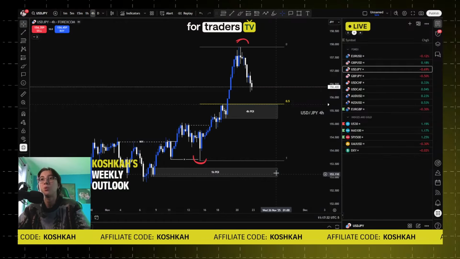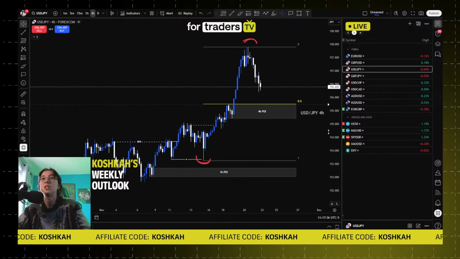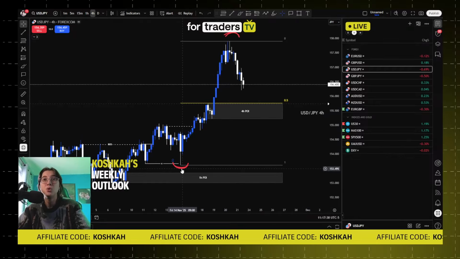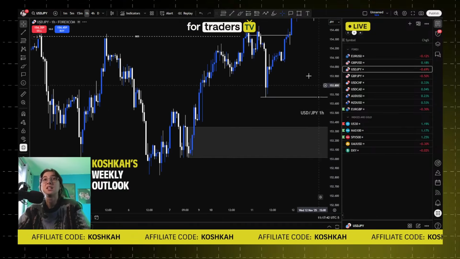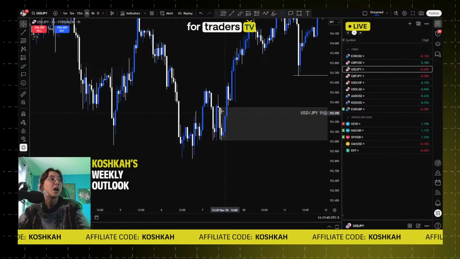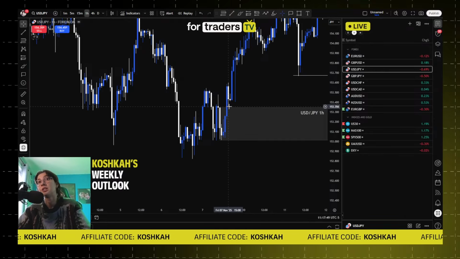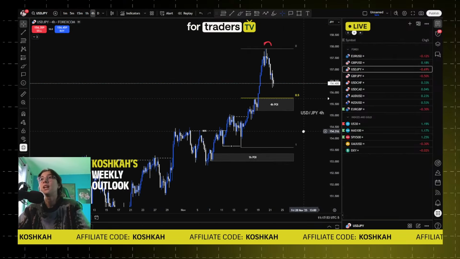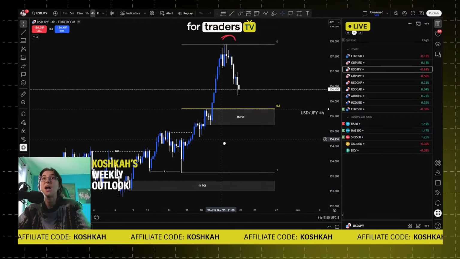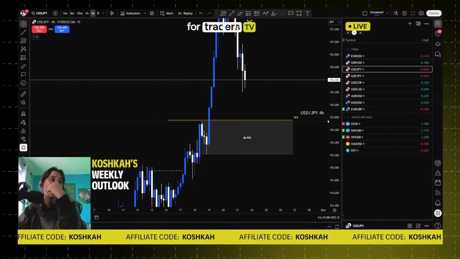We have a 4-hour POI exactly right here, and that's pretty much what we have new. Below that, we still have another 1-hour point of interest exactly right here. As you can see, that is pretty nice as well, according to the strategy, connected to this little imbalance. Okay, so yeah, this is what we have new on USD/JPY, and this was a question that a lot of people were asking me, okay?